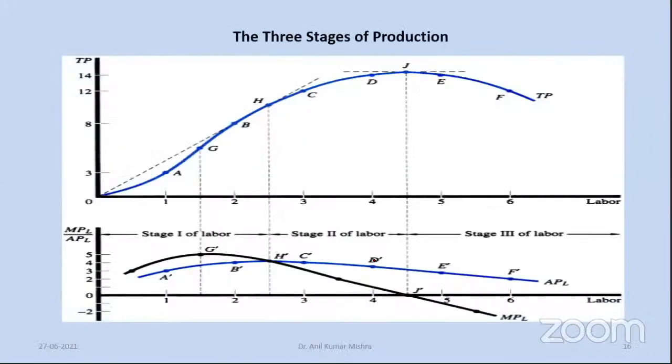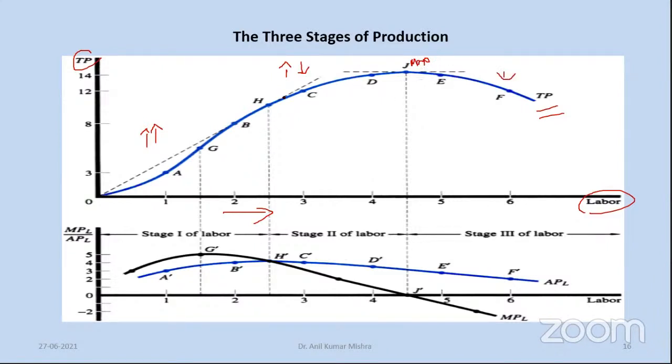Mark the figure. The total product increases in this particular phase. This is the total product, right? On the vertical axis, it is represented as the total product. On the horizontal axis, we take into account the variable factor, that is labor, right? When the variable factor increases, initially total product increases at an increasing rate, then total product increases at a diminishing rate, and when it reaches its maximum level, thereafter it falls, right?